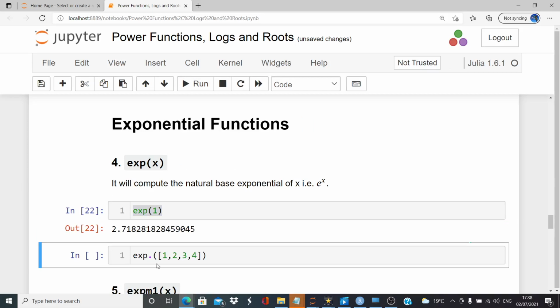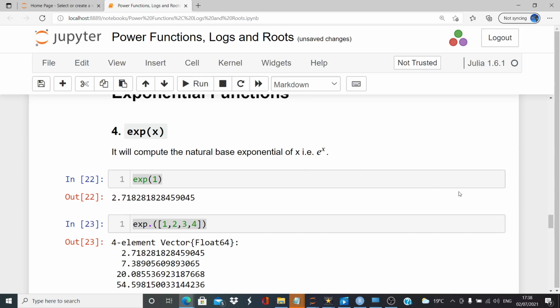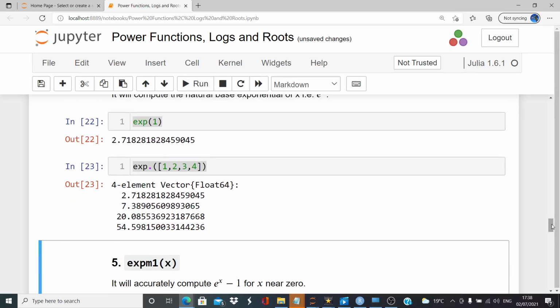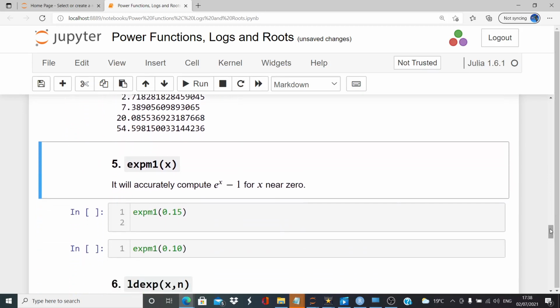2.718. And a vector supplied as an argument, a 4-element vector. So that is the exponential of all of those four numbers. Now, there are some variants of that which are quite useful for various reasons in mathematics. So you might see this function pop up quite often.